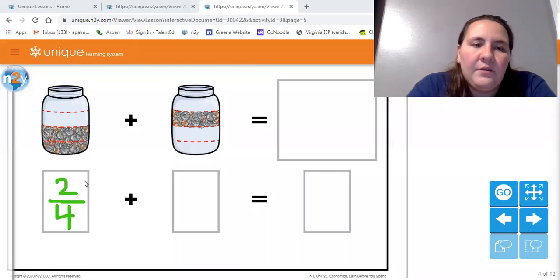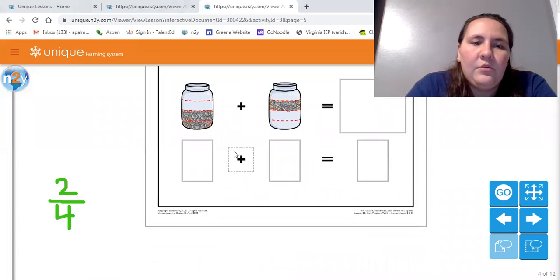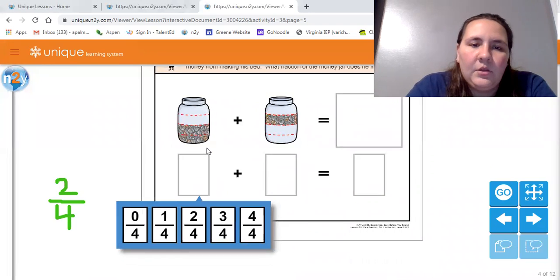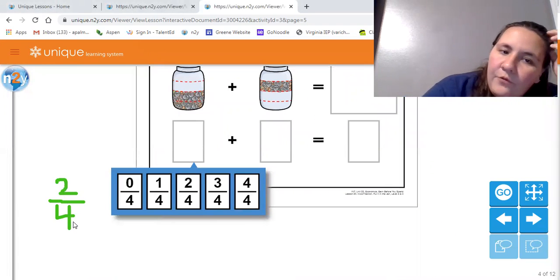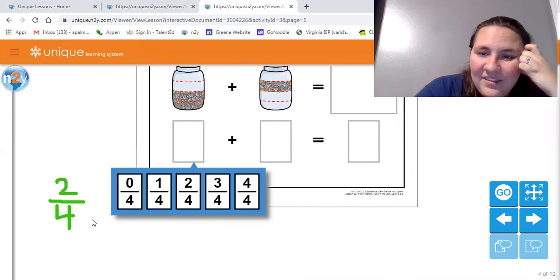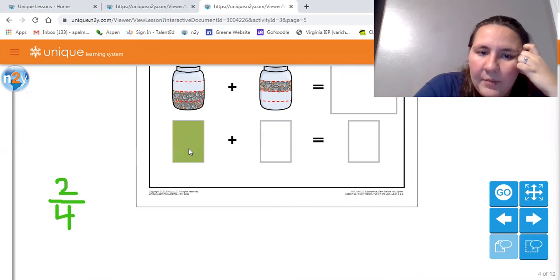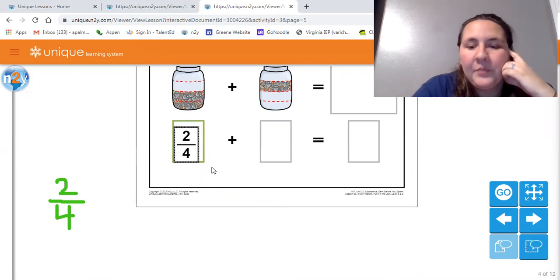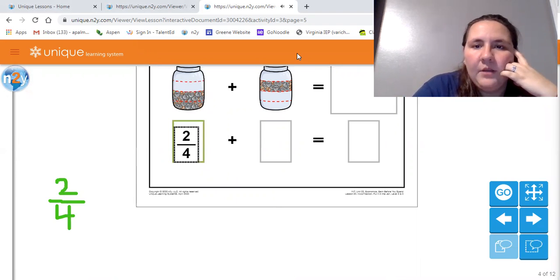So let's see if you can find that answer. Do you see 2/4 in the blue box? Can you touch it with your finger? Great job. I have a 2 in the numerator and a 4 in the denominator. Beautiful. Okay, so let's try another one.